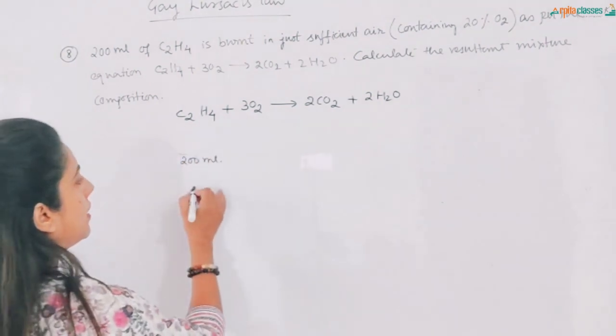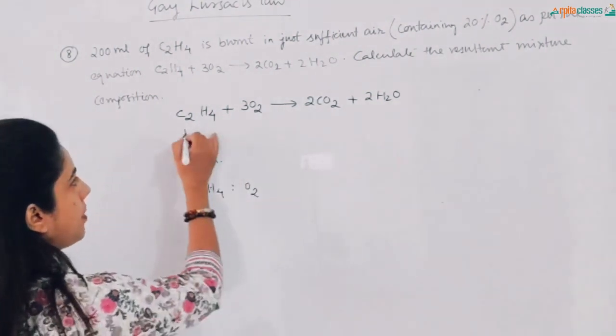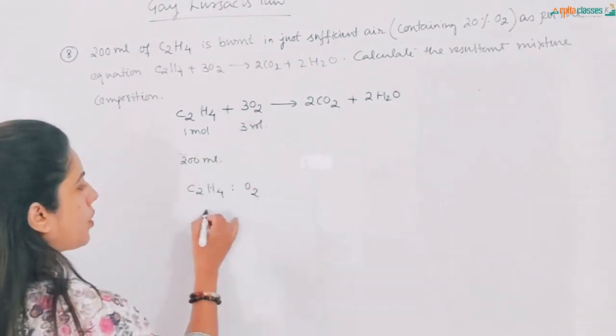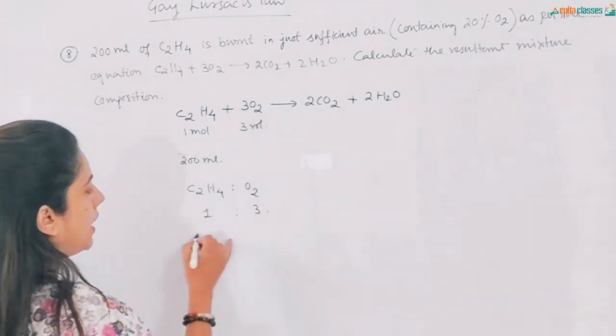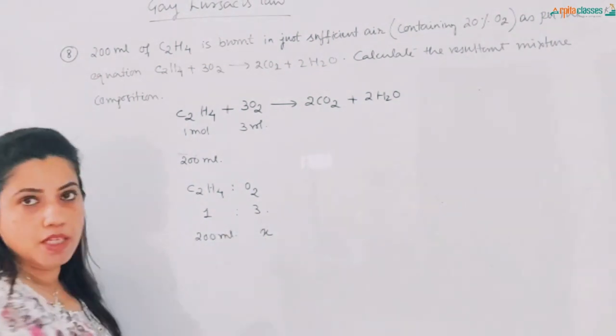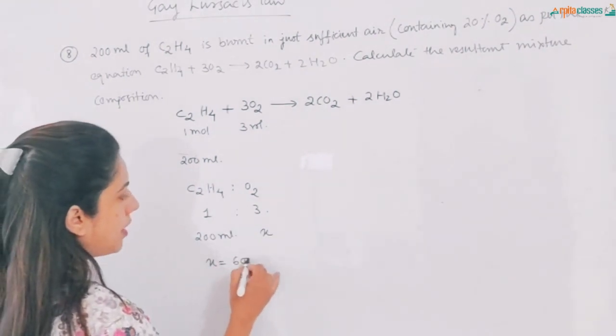So let us see the ratio between C2H4 and oxygen, which is seen from the balanced chemical equation, is 1 volume of C2H4 reacts with 3 volumes of oxygen. So it is 1:3. That means to burn 200 milliliter of C2H4, how much oxygen is required? Let it be X. Cross multiply, X is equal to 600 milliliter.